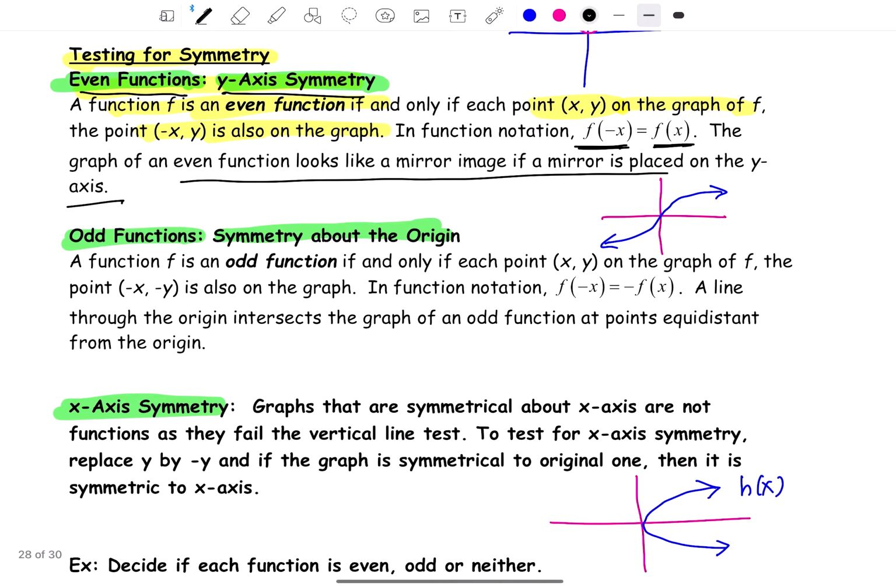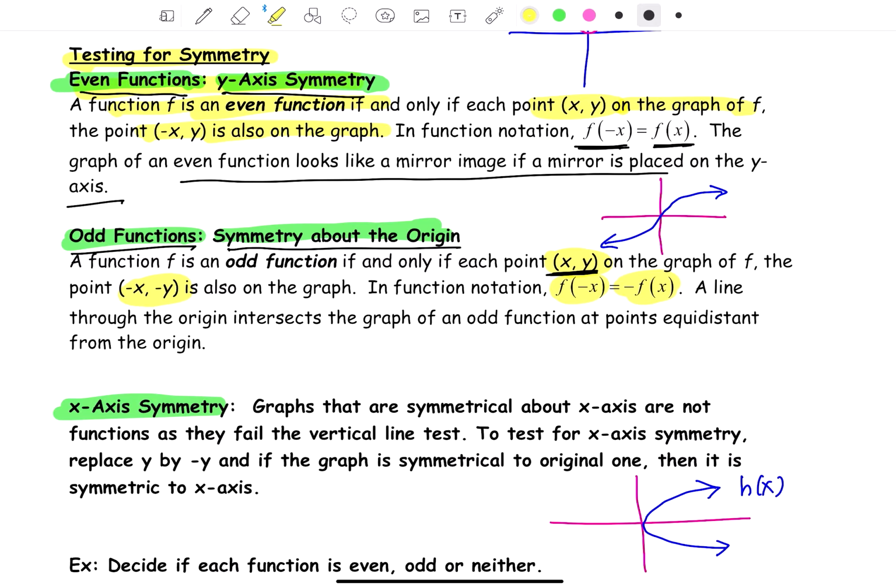Odd functions are symmetric about the origin. In odd functions, if (x, y) is a point on the graph of the function, then (negative x, negative y) is also a point on the graph of the function. f of negative x is equal to negative of f of x. That means if you replace x by negative x, you get the opposite of the original function. And that would be symmetry about the origin.